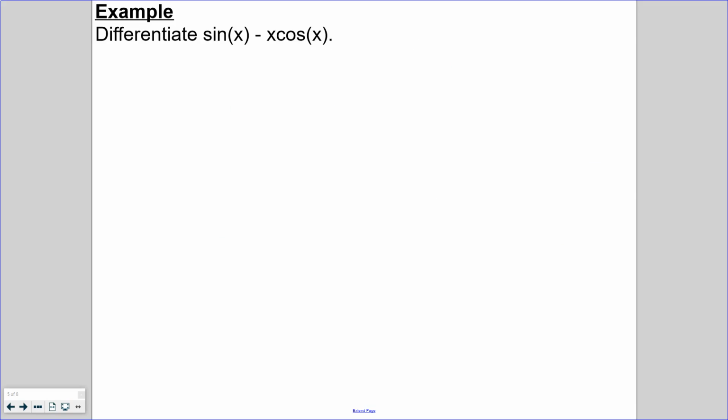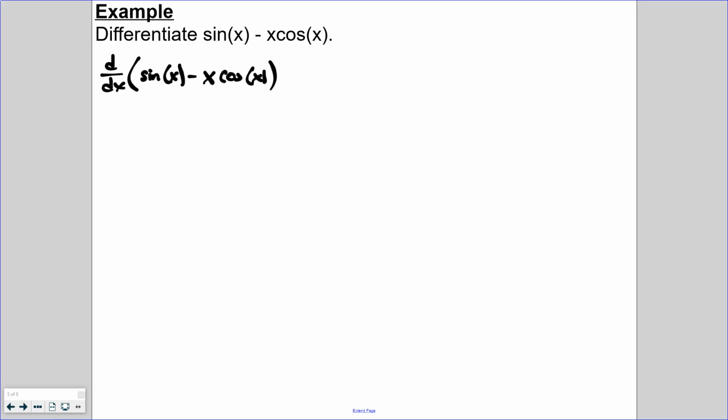Next up, we're being asked to differentiate the expression sine of x minus x times cosine of x. All right, so we are being asked to take the derivative of this expression, so let's start out by doing that. So d dx of sine of x minus x cosine of x. And remember that d dx notation means that we need to take the derivative, and we haven't done it yet.